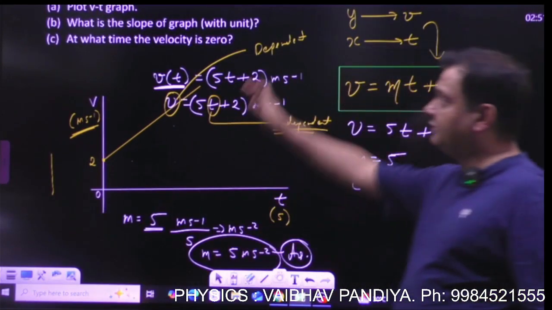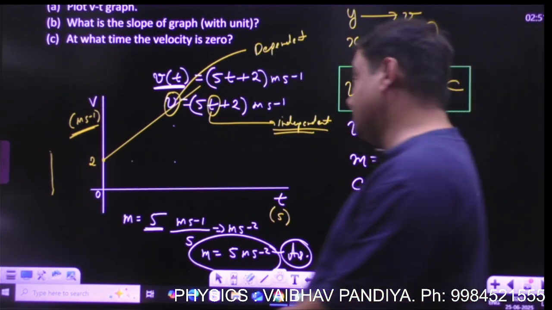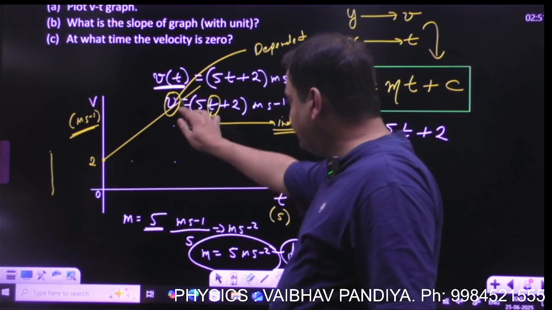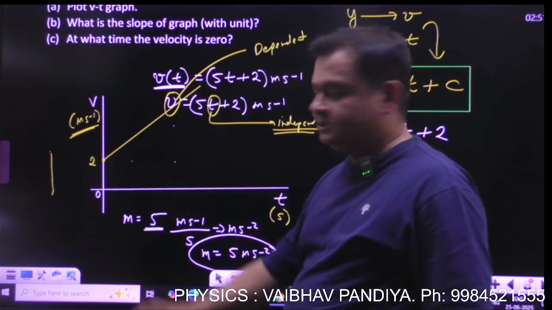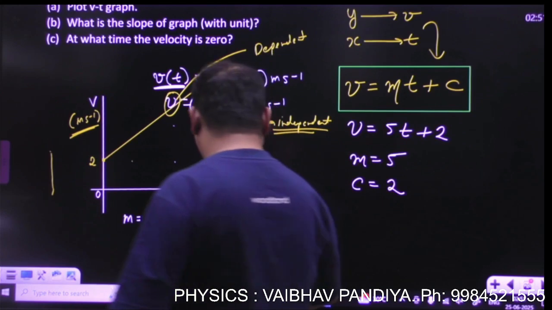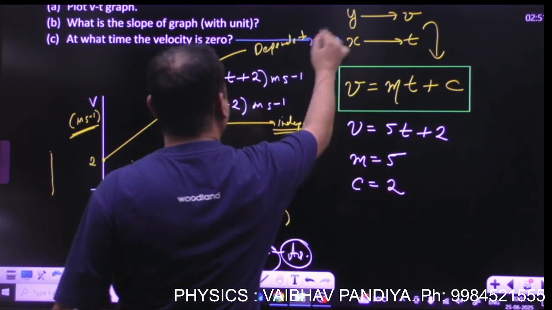At what time the velocity will be 0? What do you think? Now see, the graph is going upward, so it will never cut the time axis. The graph is never cutting the time axis. It will be going upward forever and ever. So the velocity will never be 0. The answer is never. Got it?